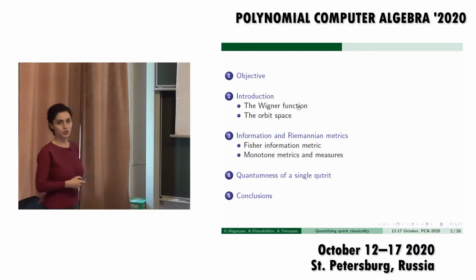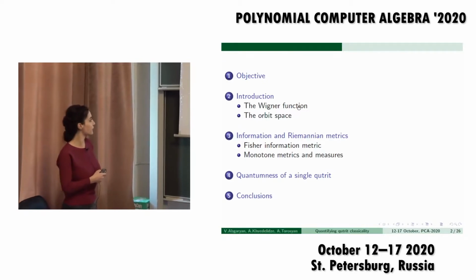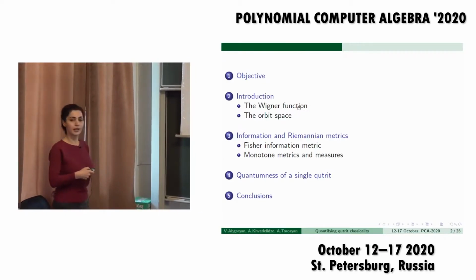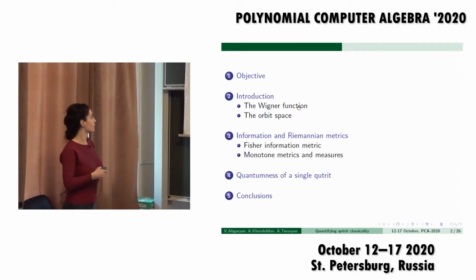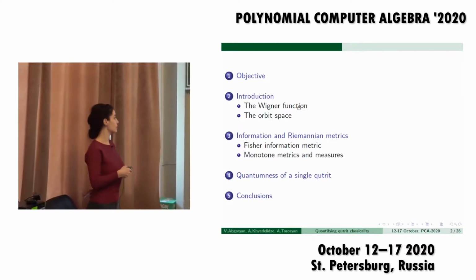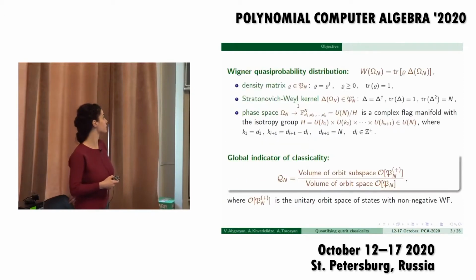Some objective, a short introduction on the Wigner function, on the orbit space. And then I will consider the metrics. I will speak about the Fisher information metric and also the monotone metrics. And finally, I will give an example of a qudit, as I promised.